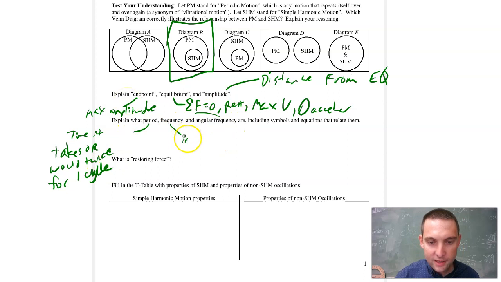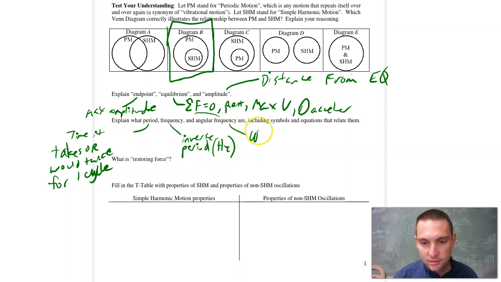The frequency is the inverse of your period. It's how often something happens. Period is how long it takes. Frequency is how often it happens. Frequency we usually will measure in hertz. Angular frequency, remember this, 2 pi f. There's our angular frequency.